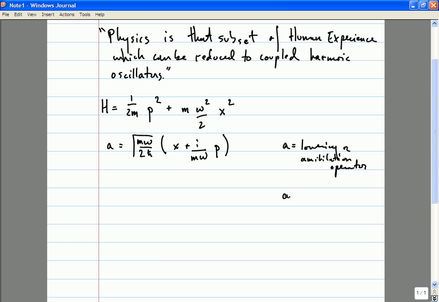This operator is a linear combination of x and p with a relative coefficient i, meaning that A is no longer Hermitian, so A dagger does not equal A and is usually referred to as the raising or creation operator. Together, A and A dagger are typically referred to as Fock space operators.